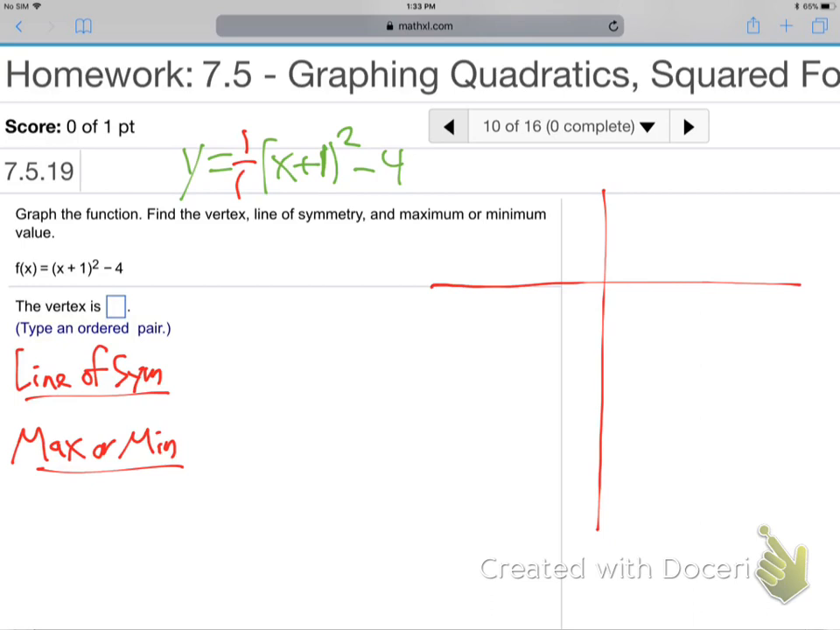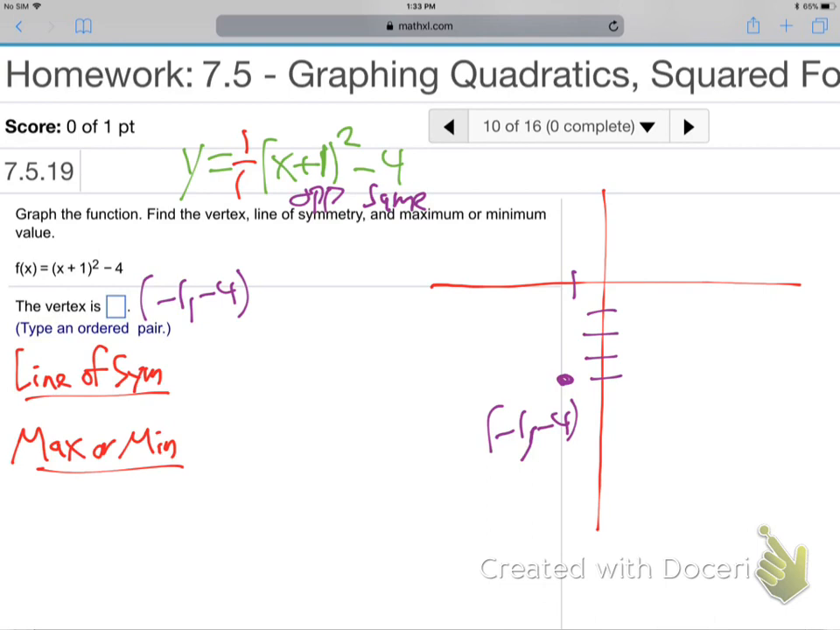All right, so what's the center? Opposite, same. So it's minus 1, minus 4. We good there? So back 1, down 4. There it is. There's the center of the U shape.